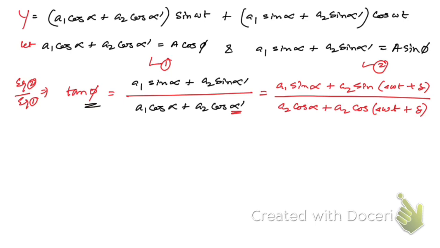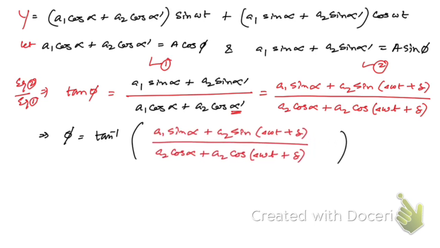Here this is nothing but the phase difference, so phi, that's going to be tan inverse of this, right? Now let me tell you one thing: here it is a function of t, so the phase changes with time. So now what will be the resultant amplitude? How to obtain the resultant amplitude?